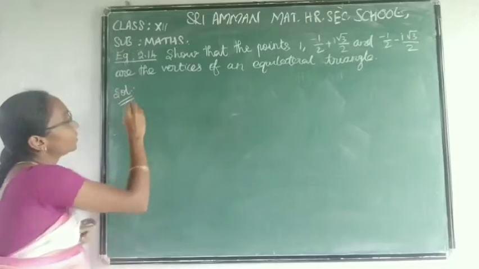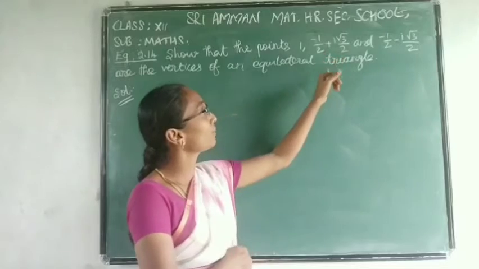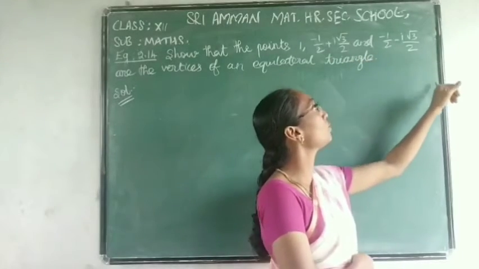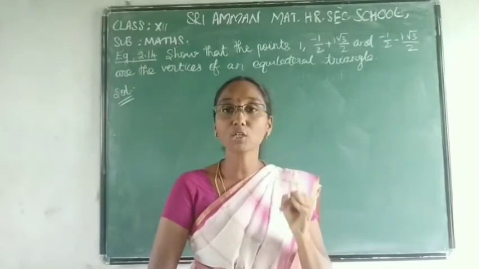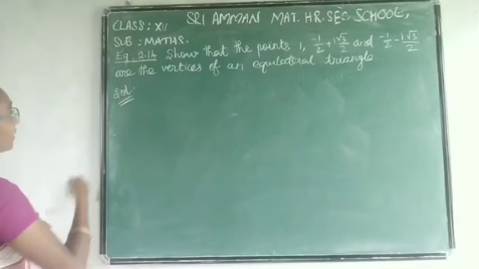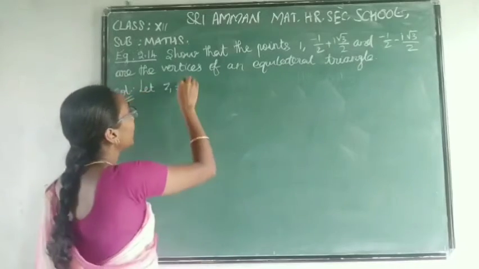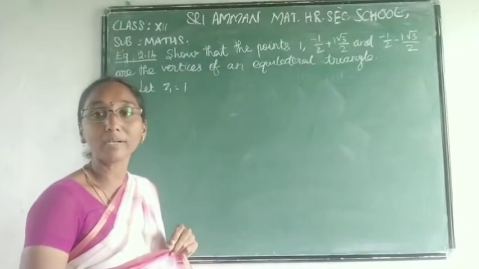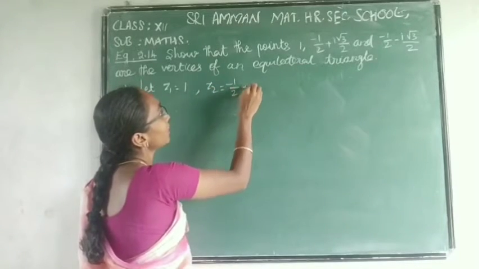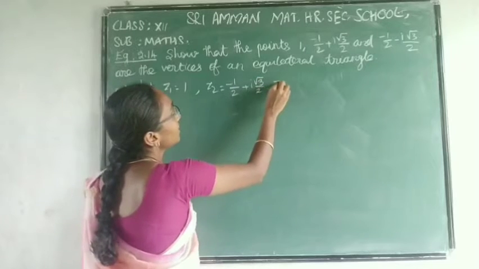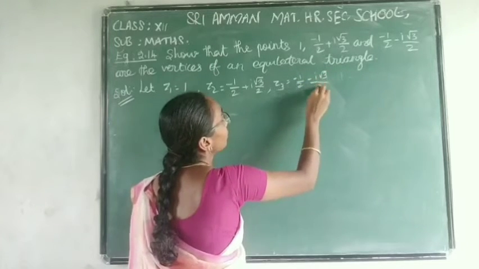Solution. Now, let us consider these 3 points: 1, minus 1 by 2 plus i root 3 by 2, and minus 1 by 2 minus i root 3 by 2. These 3 points are considered as z1, z2, z3. Let us consider z1 equal to 1, since z1 only has a real part, and z2 equal to minus 1 by 2 plus i root 3 by 2, z3 equal to minus 1 by 2 minus i root 3 by 2.